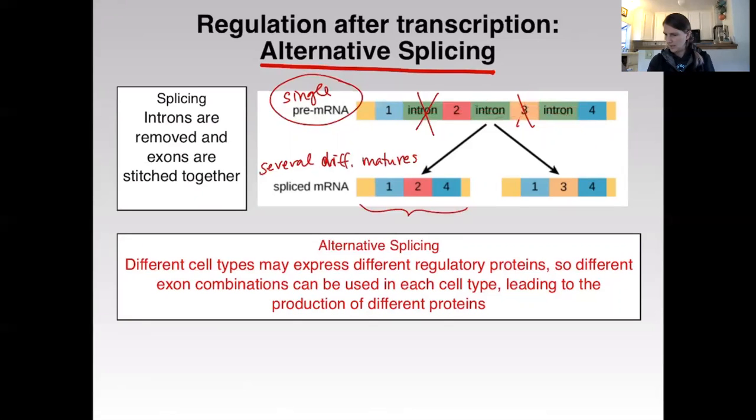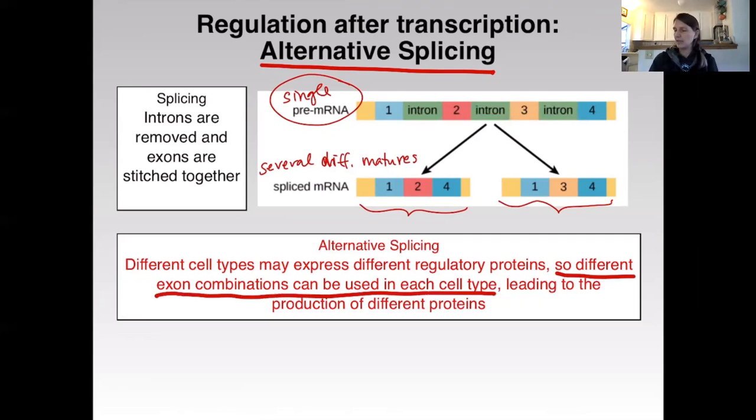Oops, oh man, I think I did that wrong, sorry. So in number 1, we got rid of that intron and all the way through those, right? So we got 1, 2, 4. In this mature mRNA, we got rid of exon 2, right? So you result in different mature mRNAs. So by definition, alternative splicing is that different cell types may express different regulatory proteins, so that's not really the best definition. So this is the best. Different exon combinations can be used in each cell type, leading to different proteins, right?